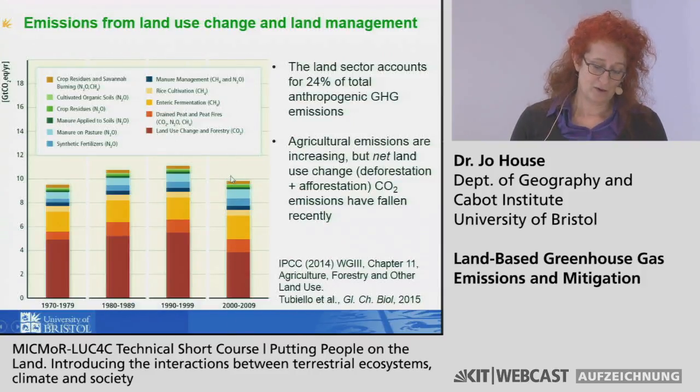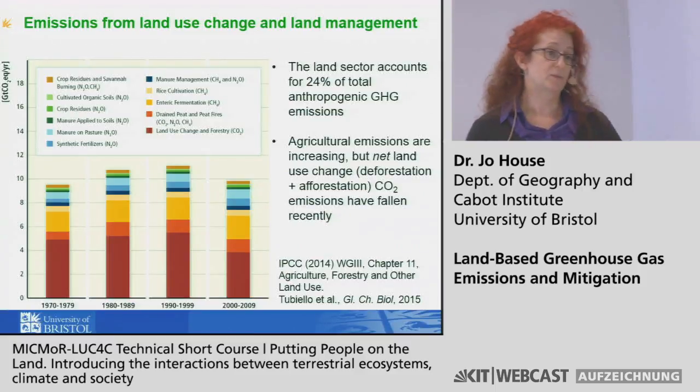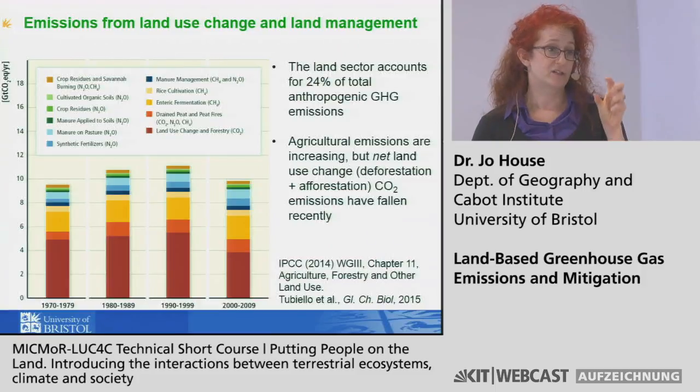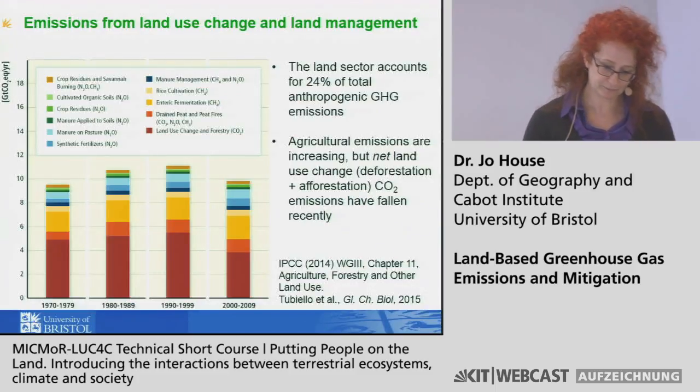So you see how all the different greenhouse gas emissions from across the land sector, if you total those up, if you look at all the land sector as a whole, it's responsible for 24% of total emissions. So land cover change, CO2, is 11% of CO2 emissions. The whole land sector is 24% of all greenhouse gas emissions.